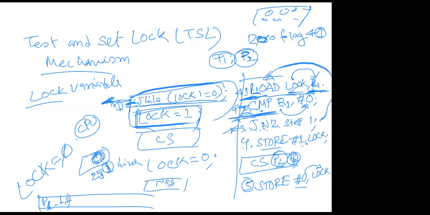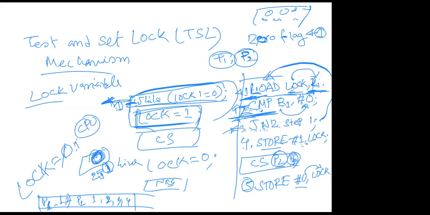Now P2 gets the CPU, executes all lines 1, 2, 3, 4, and can enter the critical section. The lock value is stored in R1. It is 0, and then it compares R1 with 0. So the zero flag is set. It is not non-zero, so it will not jump, and it stores the lock as 1.